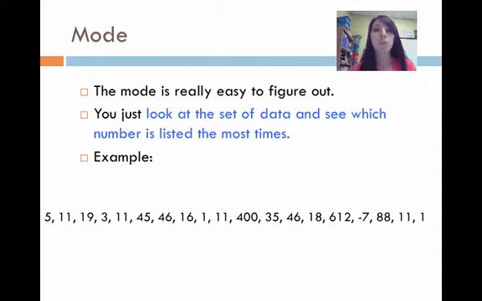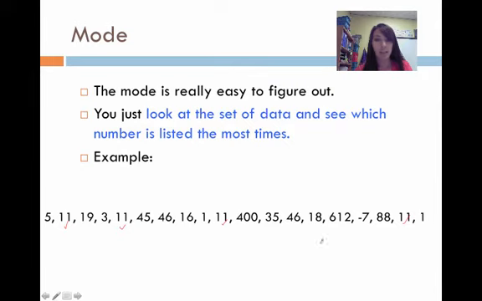The mode is super easy to figure out. You just look at your set of data and see which number is listed the most times. So if I go through here and figure out which number I see the most, well, let's see here. I'll put a check by every 11 because, skimming through it, I see a lot of 11s.